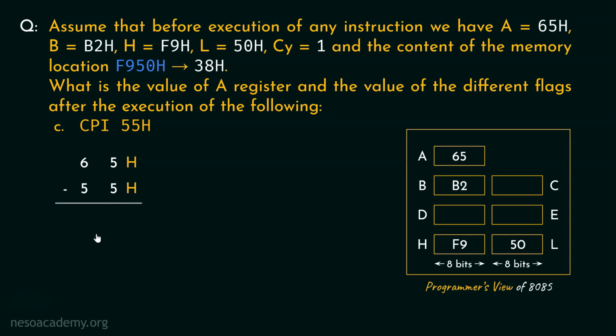Let's find out the 16's complement of 55. From 10, that is 16, if we subtract 5, we will have the result as 11, which in hexadecimal is B. Then from F or 15, if we subtract 5, we will have the result as 10, which in hexadecimal is A. So the 16's complement of 55H is ABH. Let's now perform the addition. With 5 we are adding B, that is 11 in decimal, so we will have the result as 16, which in hexadecimal is 10. So we will get the sum as 0 and the carry will be 1.